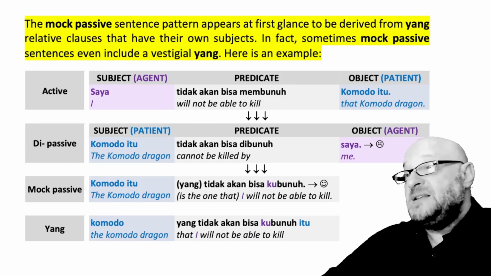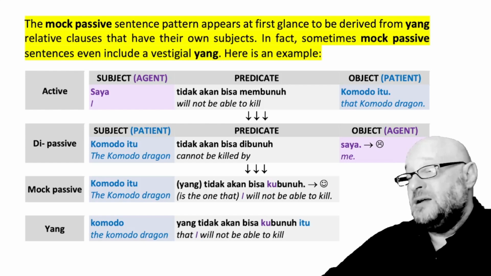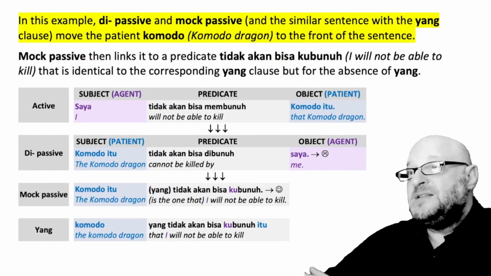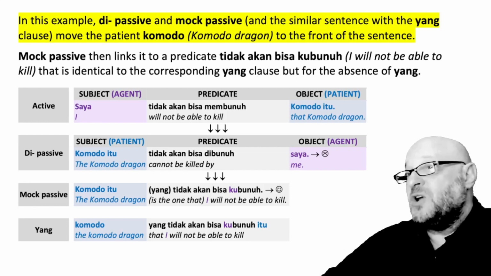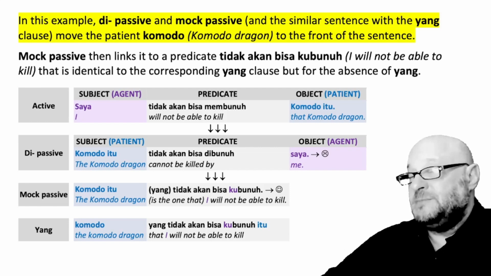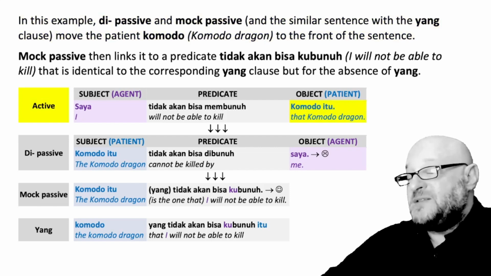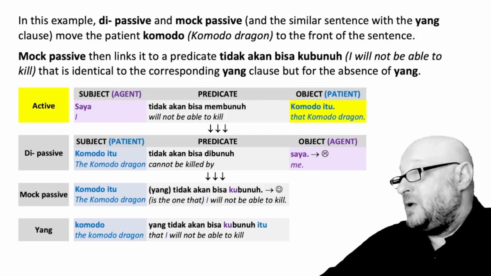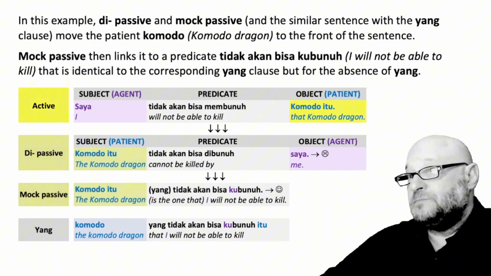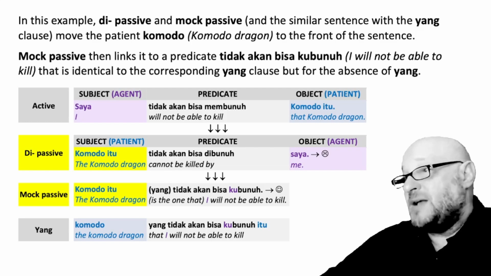The mock passive sentence pattern appears at first glance to be derived from yang relative clauses that have their own subjects. In fact, sometimes mock passive sentences even include a vestigial yang. Here's an example. In this example, di-passive and mock passive, and the similar sentence with the yang clause, move the patient Komodo to the front of the sentence. So in the active sentence, saya tidak akan bisa membunuh Komodo itu. I will not be able to kill that Komodo dragon. Komodo dragon jumps to the front to become the subject in the di-passive and mock passive sentence.